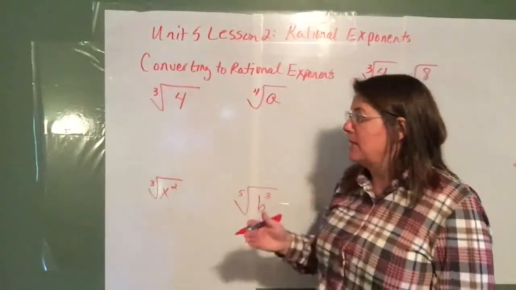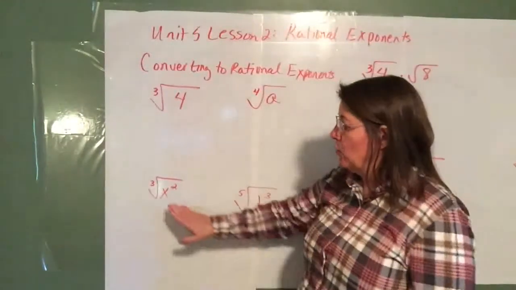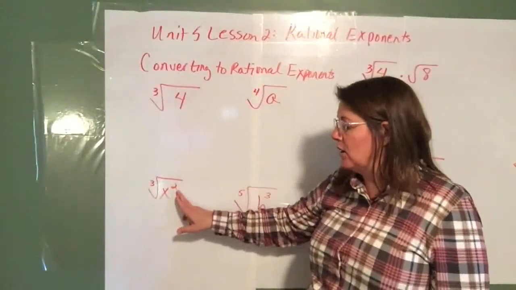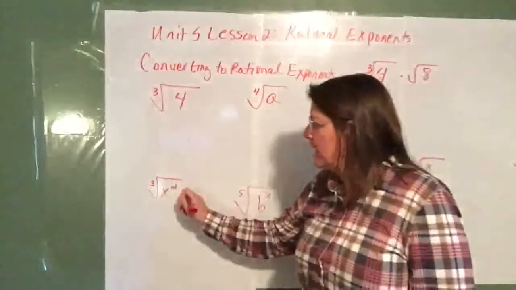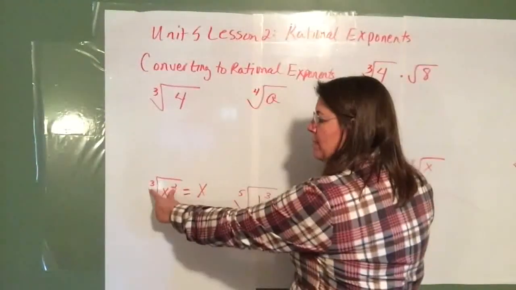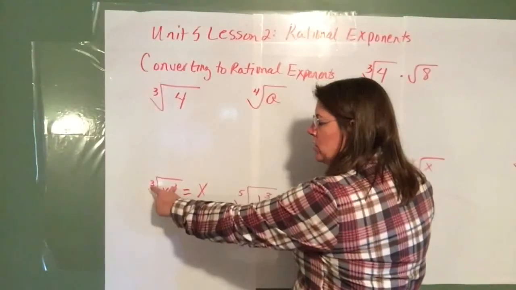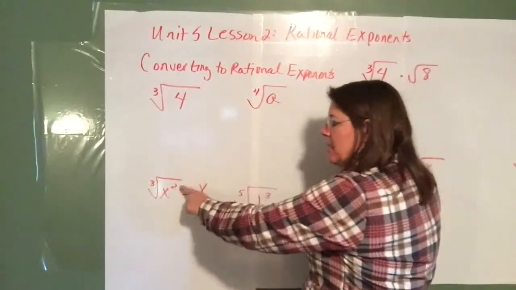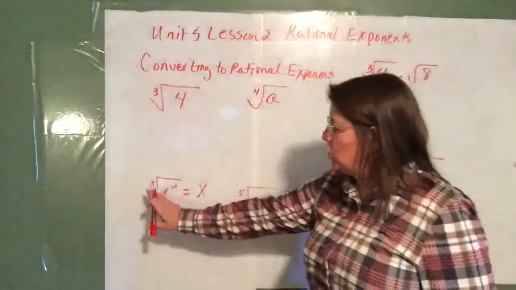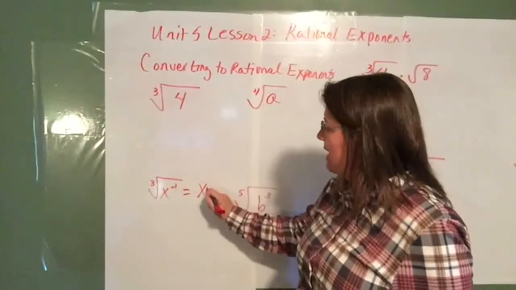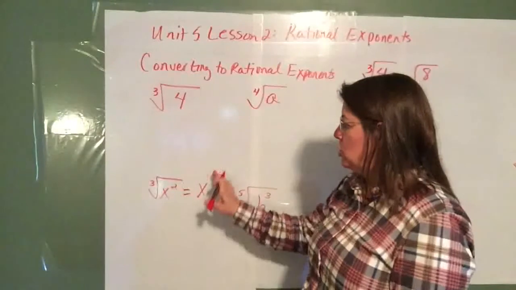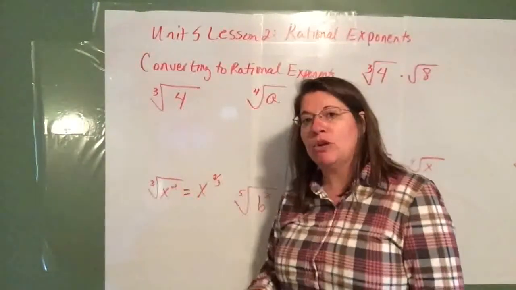To convert something to a rational exponent, I'm going to use this one down here first. If I have the cube root of x squared, I can convert that to a rational exponent. I keep the base, the x, and then these numbers will become my fraction. I'm going to rotate it around so that my 2 is my numerator and my 3, my root, is the denominator. So the cube root of x squared is the same thing as x to the 2/3 power. Okay? X to the 2/3 power is the same thing as the cube root of x squared.